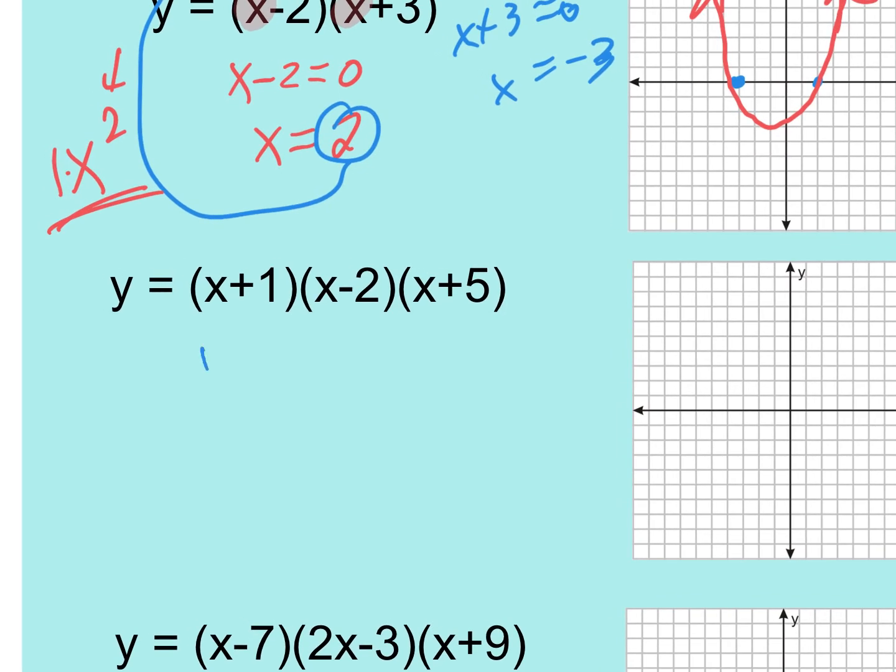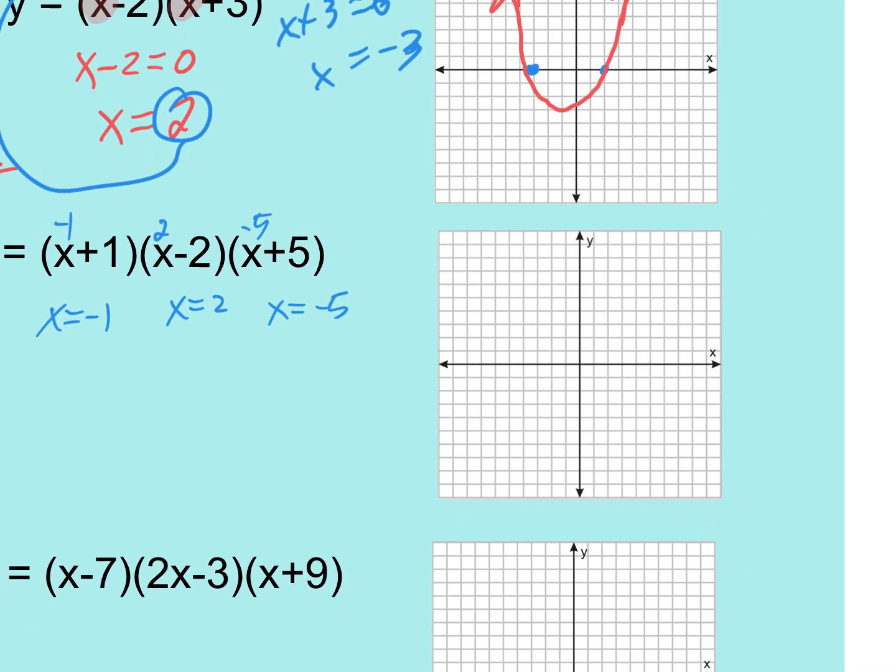Can you do this? X is negative 1. X is 2. X is negative 5. Do you see what I just did there? I just figured out what would make it equal 0. If I put a negative 5 here, it would make it equal 0. If I put a 2 here, it would make it equal 0. And if I put a negative 1 here, it would make it equal 0. So those 3 spots, negative 1, 2, and negative 5, are the 3 spots.